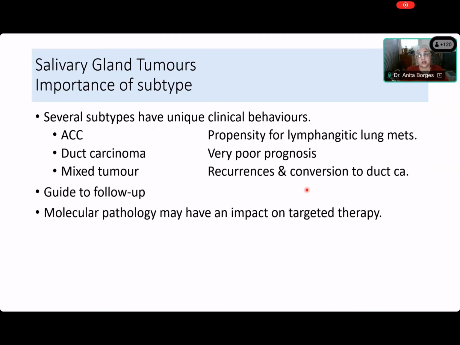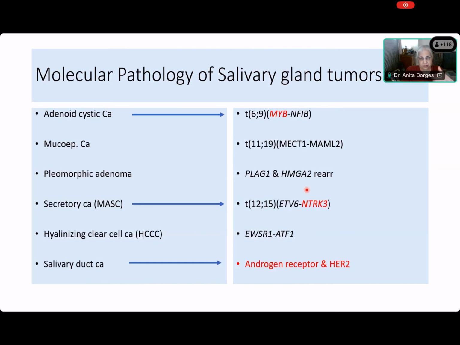The adenoid cystic carcinoma has a propensity for lymphatic and lung metastasis. Duct carcinoma has a very poor prognosis. The mixed tumor, that is our pleomorphic adenoma, if it's not dealt with adequately the first time, will have recurrences again and again, and over a long period of time. If it has either recurred or remained in the body for a very long period of time, it may convert to a carcinoma. And therefore, the subtype is a guide to follow up. Okay, and molecular pathology may have an impact on targeted therapy. And I've already told you about the molecular.